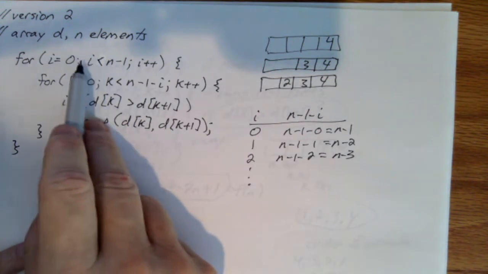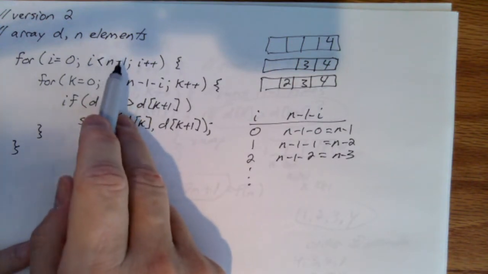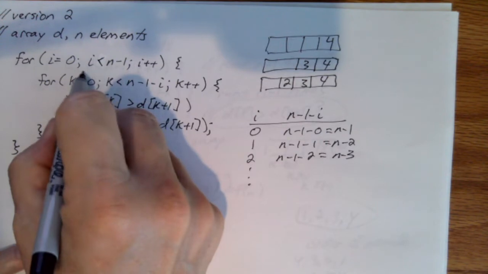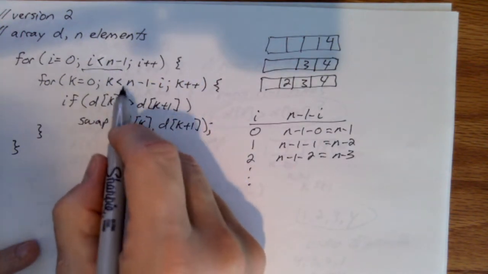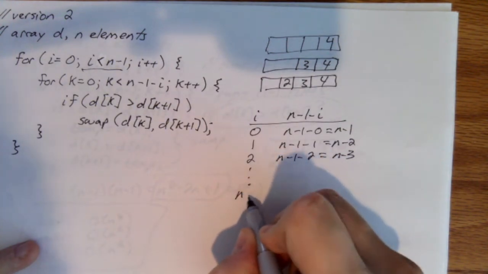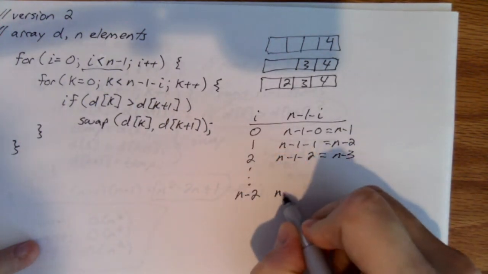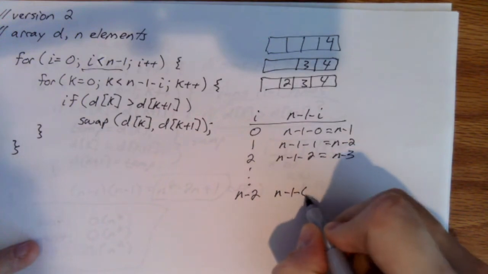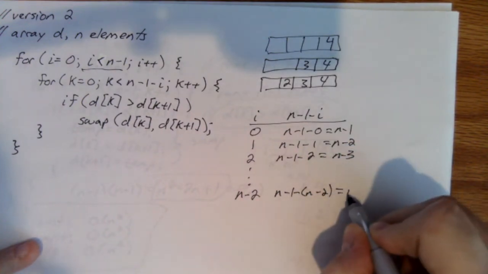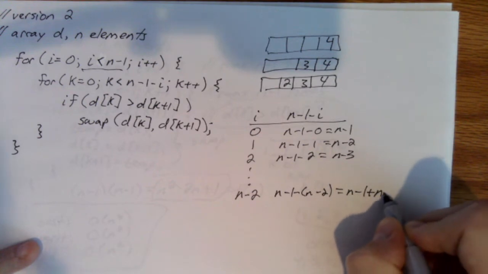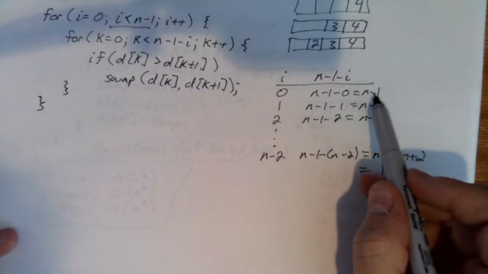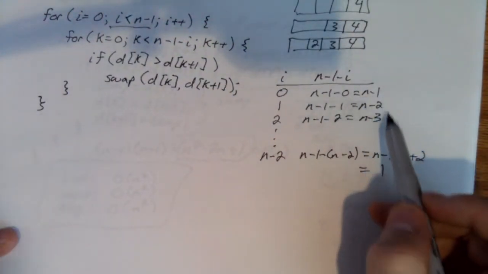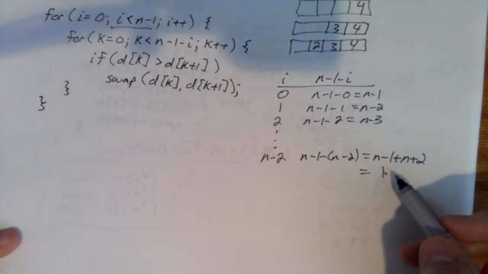Now the last value of I will be N minus 1, but when that happens, the test fails right here and the K loop doesn't execute. So the last value of I that the K loop sees will be N minus 2. And so N minus 1 minus (N minus 2) will be equal to N minus 1 minus N plus 2, which is 1. So we can see the first time the K loop runs N minus 1 times, then N minus 2 times, then N minus 3 times, all the way down to 1.